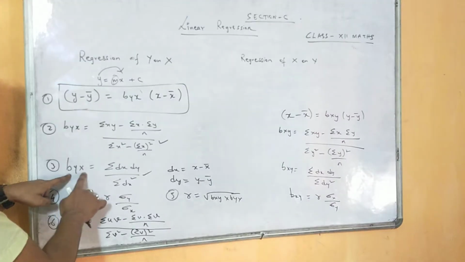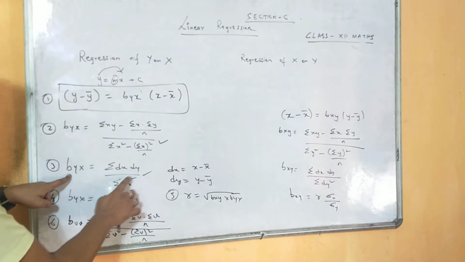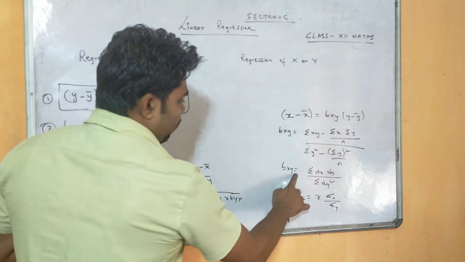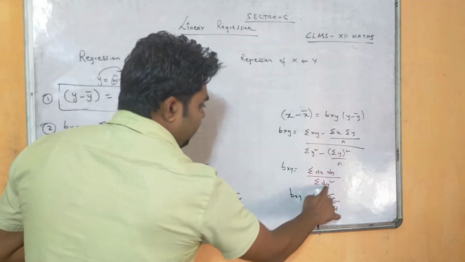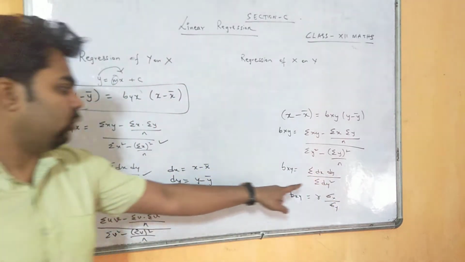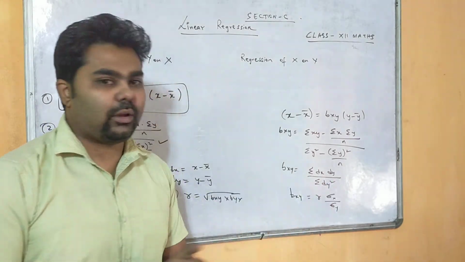Byx, what was there? Summation of dx dy, summation of dx square, because right hand side is x. But here bxy means summation of dx dy by summation of dy square. Okay, the y is in right hand side, so down will be y. Okay, this is how you remember the formula.